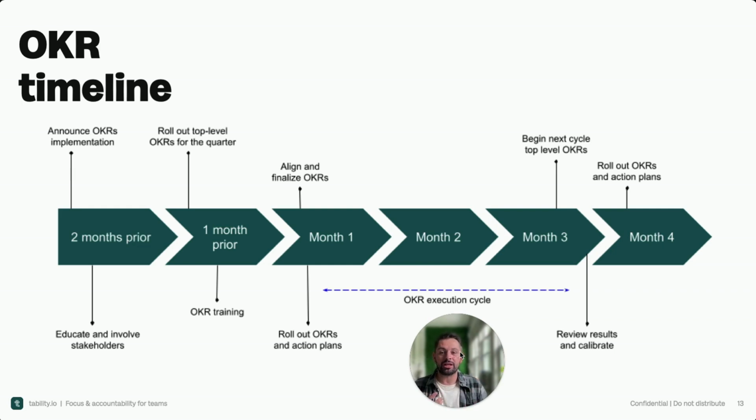But we want to start thinking around 2 months prior, doing a little bit more of that announcement around how are we going to do OKRs. We're going to start doing some education around OKRs. When we get into that month before ready to launch, so this would be around that March, we'd be looking at rolling out some of the top-level OKRs for the quarter, so making sure we have goals at the company level, doing a lot of OKR training for our individual teams, aligning and finalizing our OKRs, and then making sure that we are all launched and have action plans for how to hit it.